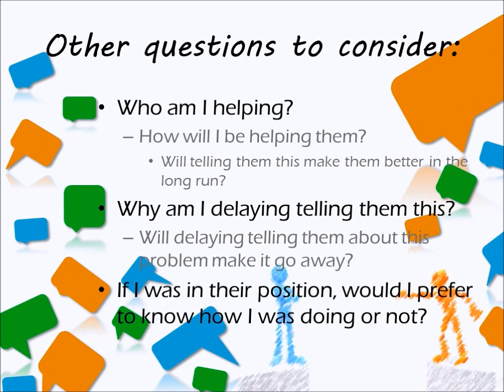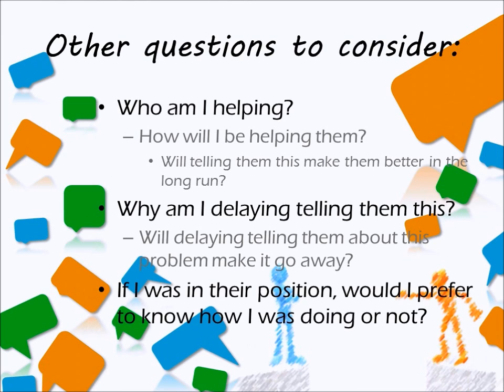So, some other things to consider, some other questions to consider. I think it's important to ask, as we've talked about, who am I helping? How will I be helping them? Will telling them this make them better in the long run? So am I actually helping them, right? I think it's also important to think about why you're delaying it. Will delaying telling them about this problem make it go away? If I don't say anything, is this something that will subside over time, or is engaging in the conversation possibly more detrimental to the outcome?